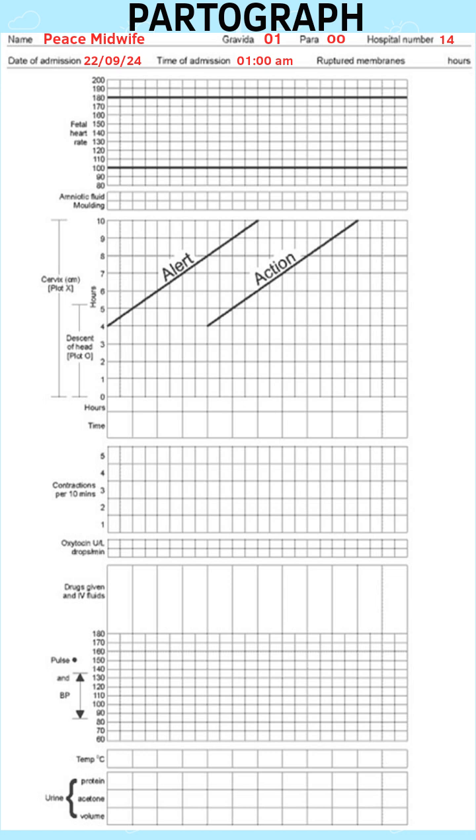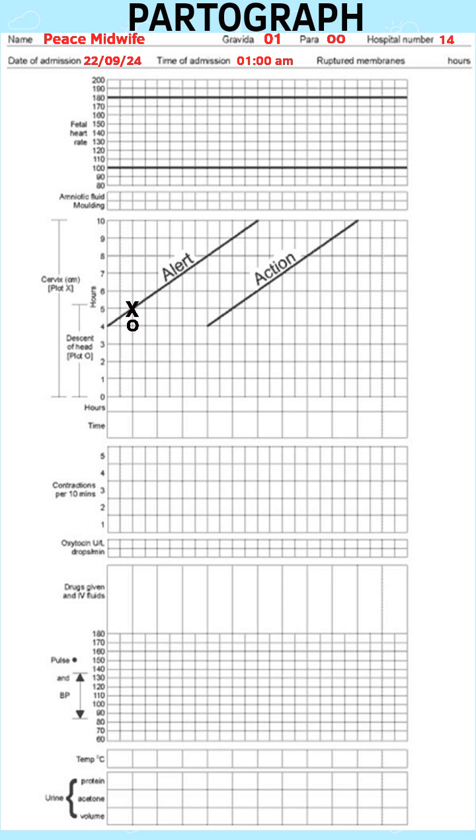Then I will first record the cervical dilatation on the alert line, as this will guide me on where to record the time. For example, 5 centimeters cervical dilatation will be plotted here, and descent will be plotted here with a circle. Cervical dilatation and descent are recorded after 4 hours.